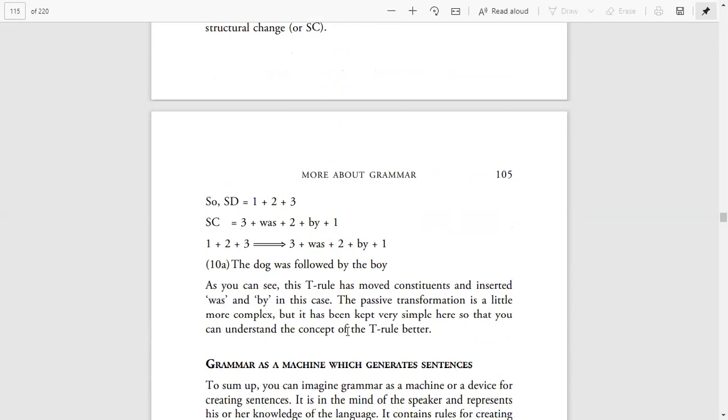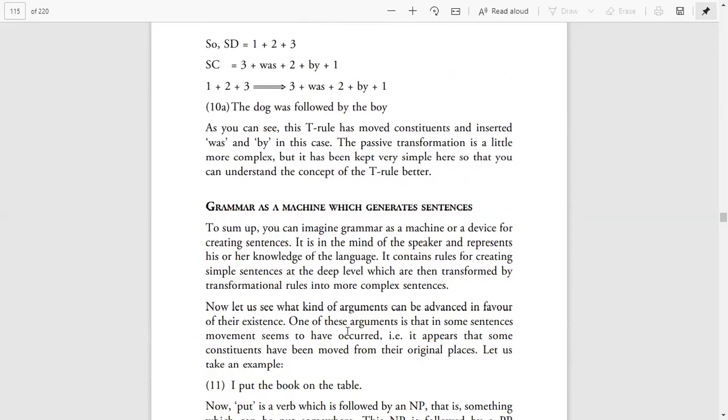This is the same point which I have already discussed. Grammar as a machine which generates sentences. To sum up, you can imagine grammar as a machine or a device for creating sentences. It is in the mind of the speaker and represents his or her knowledge of the language. It contains rules for creating simple sentences at the deep level, which are then transformed by transformation rules into more complex sentences. So according to this paragraph, grammar is a machine or a device for creating sentences.